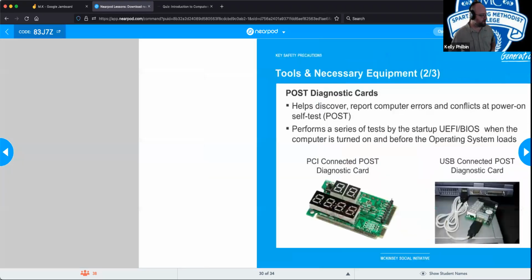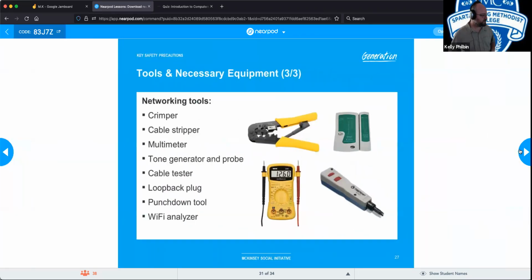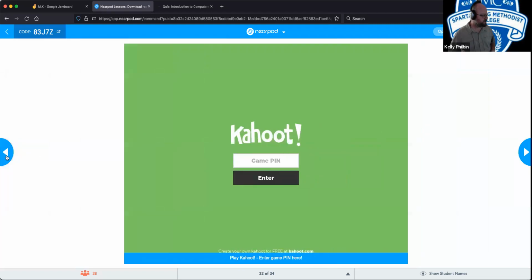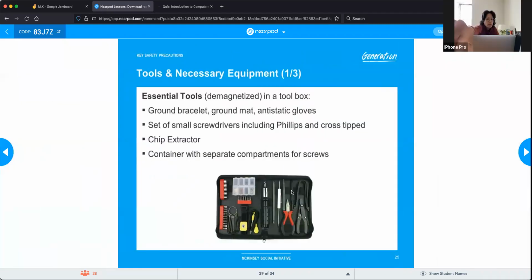So let me see if they have a better picture of the chip extractor real quick. No. All right. I have a physical one. Give me a second. I have mine in my tool bag. My tool bag's out in my car.